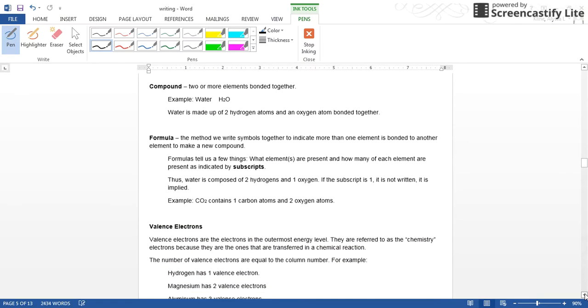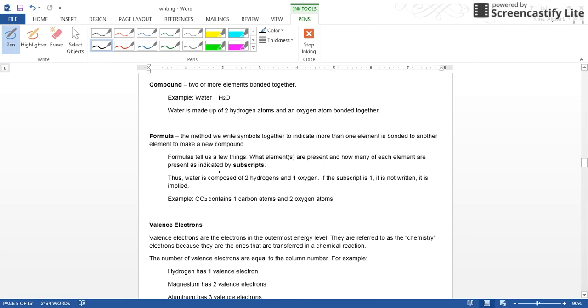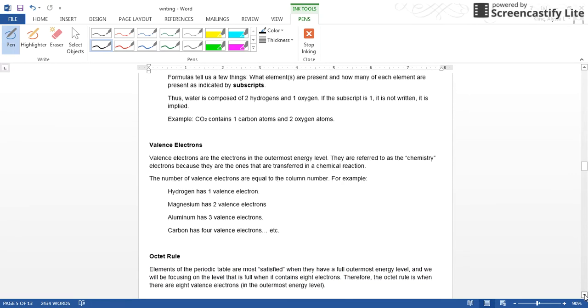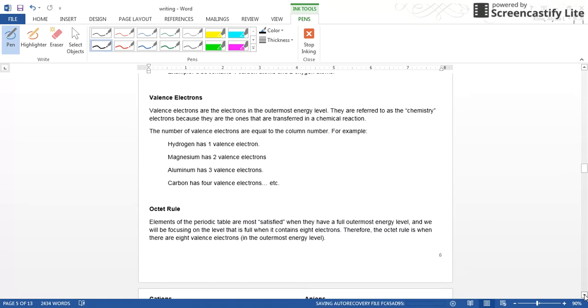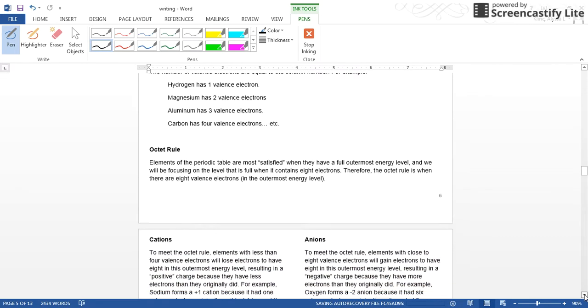If there's more than one of each element, you know by their subscripts. So for example, water is composed of H2O, so there's two hydrogens. One is assumed, so one oxygen. Valence electrons would be the number in the outermost energy level. You probably talked about them in terms of rings in the past. They're going to be the chemistry electrons that we're going to get to more about later.